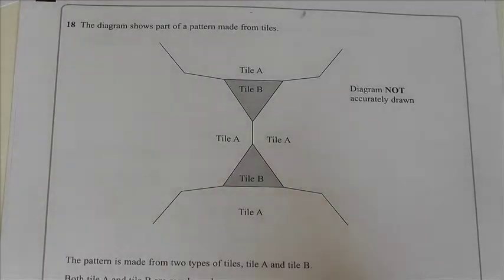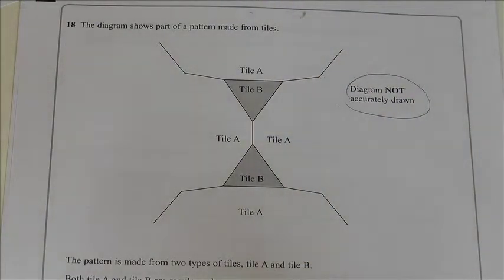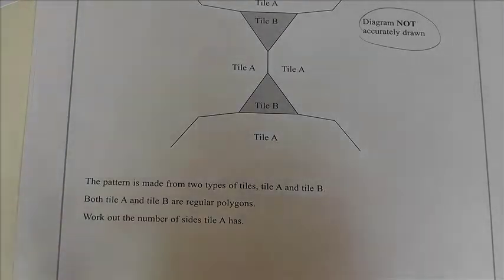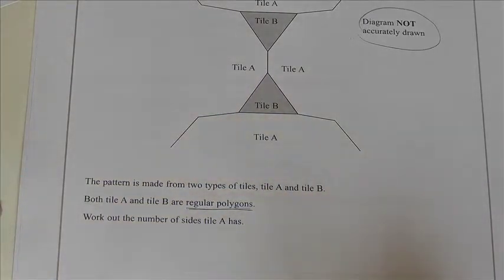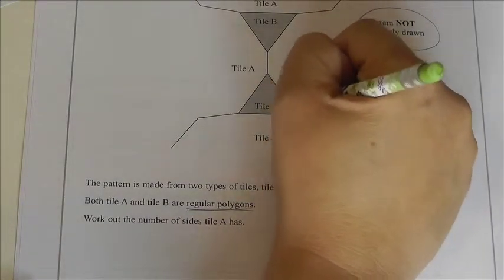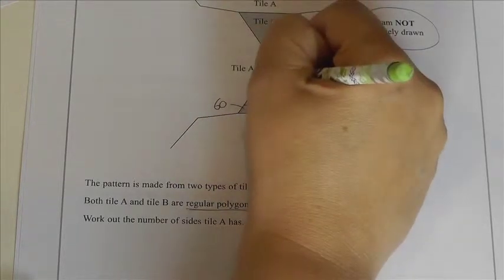Question 18 is about angles and polygons, and it's really important to note this. This diagram is not accurately drawn. You get all the information you need about the question from the wording. So there's 2 different polygons used in this, one of which is a triangle, and it's a regular one. So the regular triangle is of course equilateral. That instantly gives us an angle fact, because we know that every one of these angles is going to measure 60 degrees.